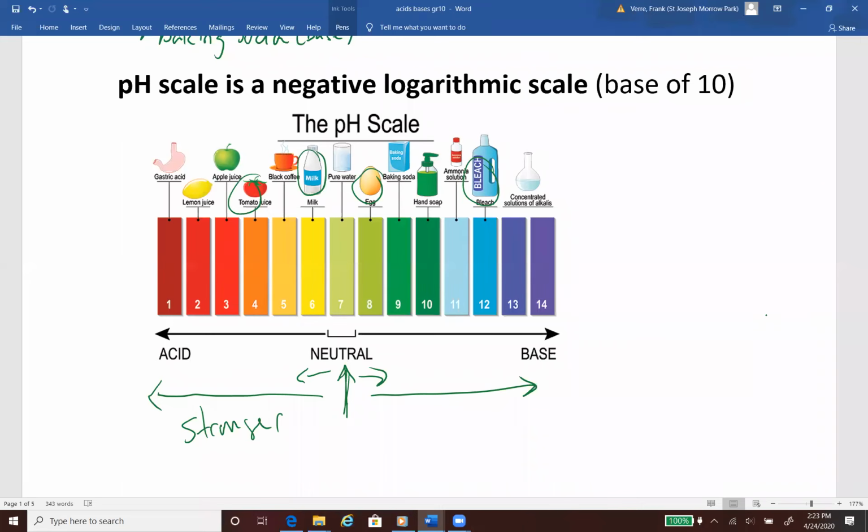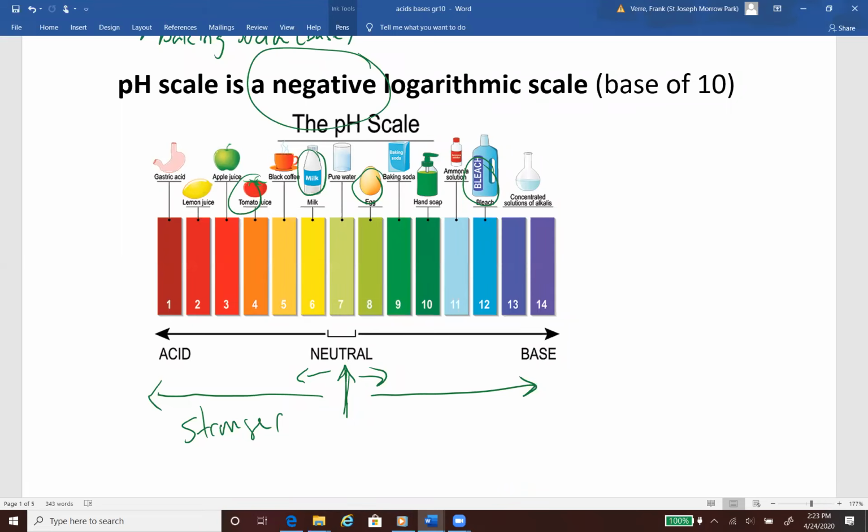Okay? I'm going to show you how to read it. You can do a little bit of simple math with it. In grade 11, you'll do some more complicated math with it. But in grade 10, we can do some basic stuff with it. The scale is called a negative logarithmic scale. Now, I don't know if you do logarithms in grade 10. I would imagine you don't. So we're going to keep this simple.